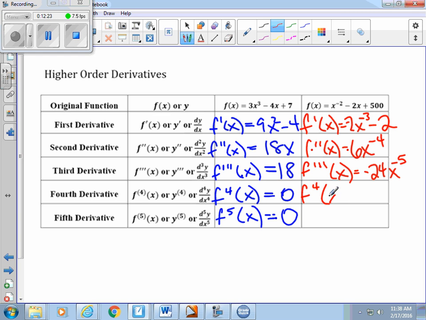120x to the negative 6. Great counter, by the way. Negative 720x to the negative 7. x always to the first. Does anyone not know how we're getting these? Any questions? Okay. Did you maybe overcomplicate that before we started? Yeah.